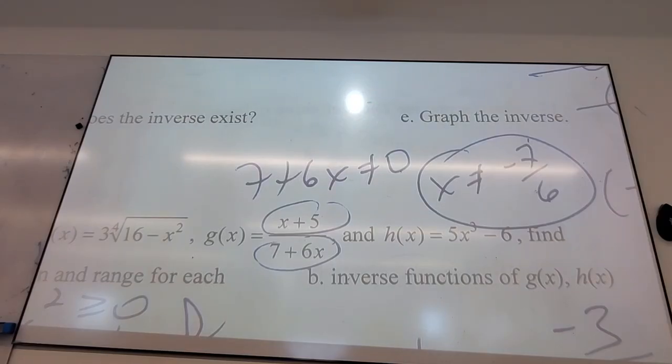Okay. But for a very simple rational expression, linear divided by linear, it can't go through its horizontal asymptote. So then you can just find the horizontal asymptote. That's the one value that's not an output, because it's approaching, it never gets there. Yeah.